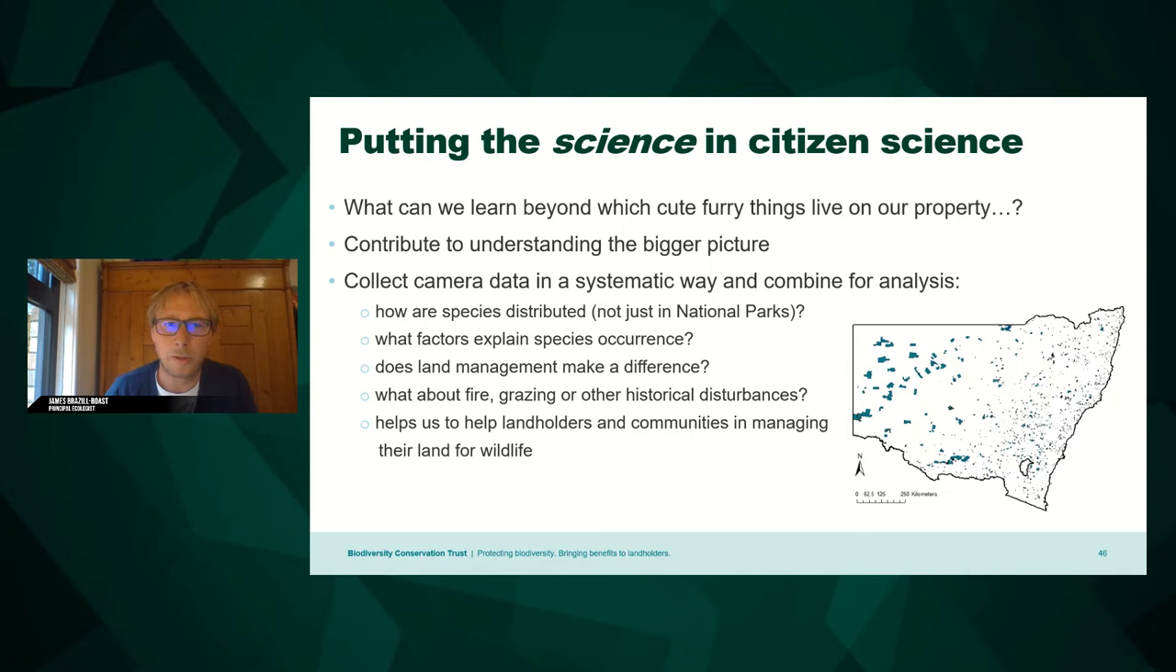So in terms of putting the science in citizen science, obviously Mason has just shown we can put out cameras and we can understand what cute things are running around on our properties. But to really harness the scientific value in these kinds of endeavors, what we want to do is design a program where we can accumulate all of the data coming from landholders and really contribute to a bigger understanding of what's happening across the state.